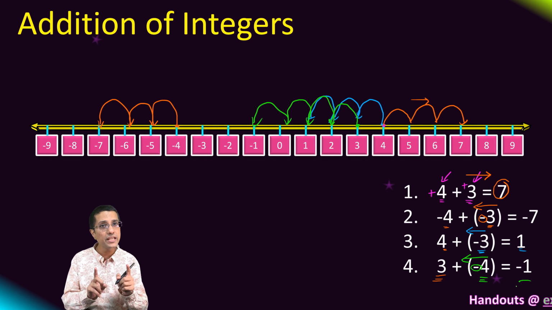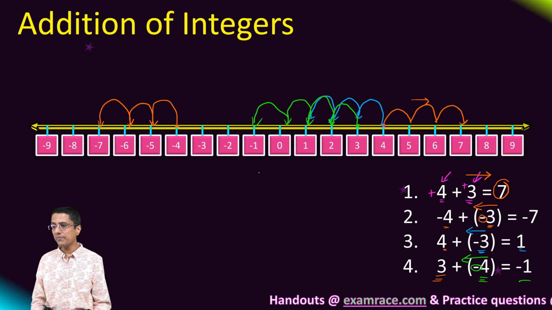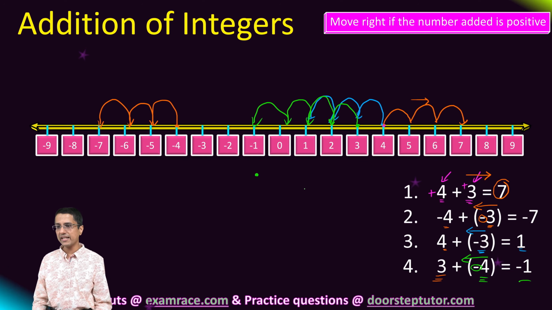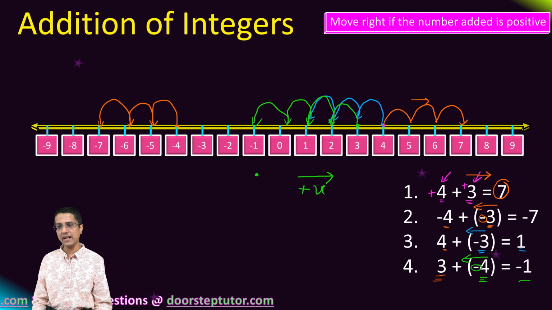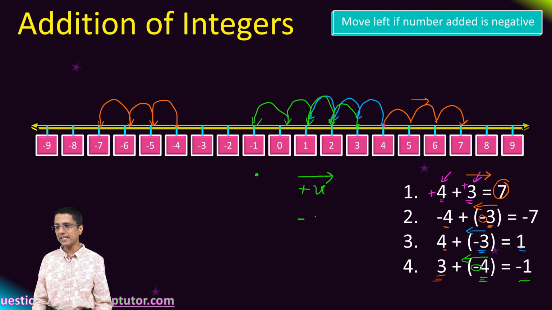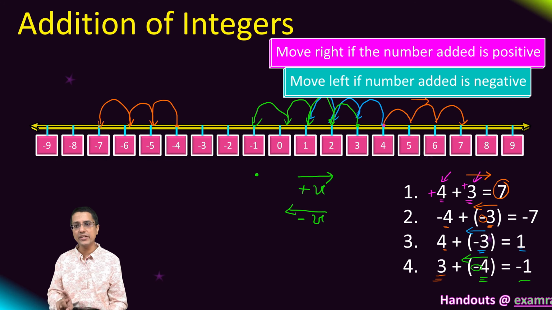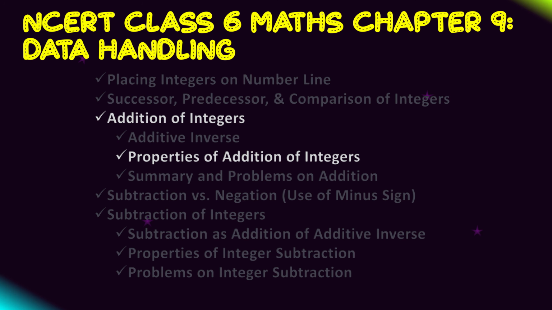So what is the rule here? The rule is very, very simple. Start from the first operand. If the second operand is positive, go towards the right. If the second operand is negative, go towards the left. Take as many jumps as the magnitude of the second operand and you will come to the right answer automatically.